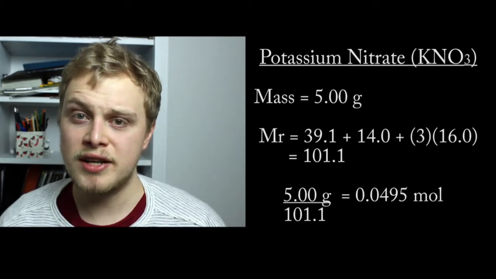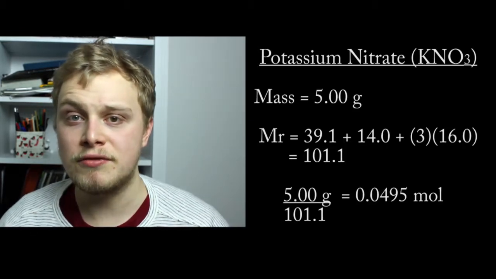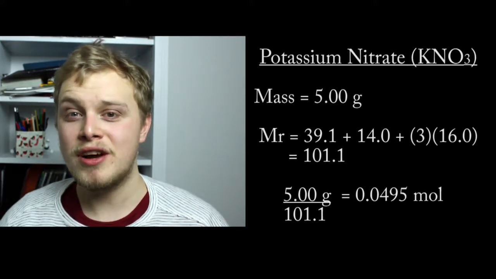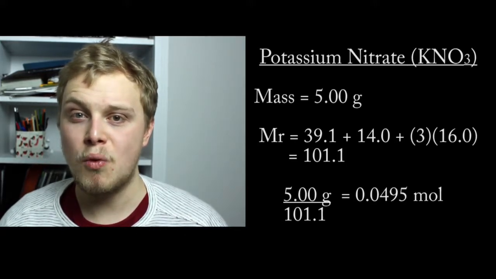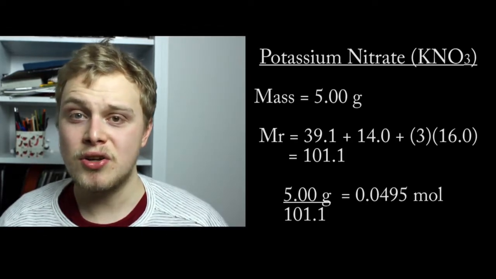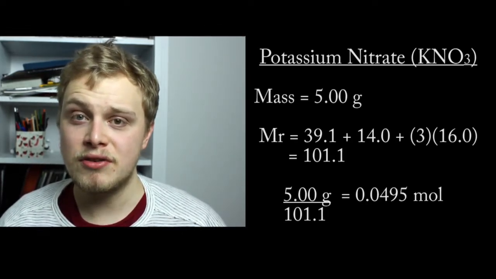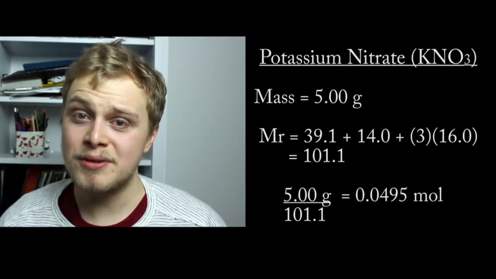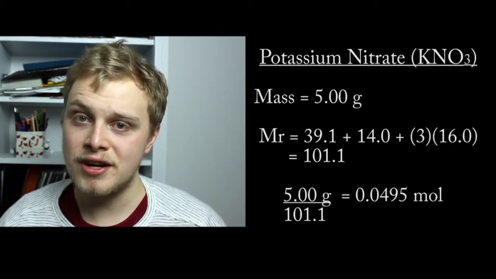So 3 oxygen atoms, you have 48.0. You add 48.0 to 14.0 and to 39.1, and you get a total relative formula mass of 101.1. Okay, let's now put those values into that formula. So we have 5.00 grams divided by a relative formula mass of 101.1, and we get an answer to 3 significant figures, because don't forget we round to a certain number of figures in chemistry.